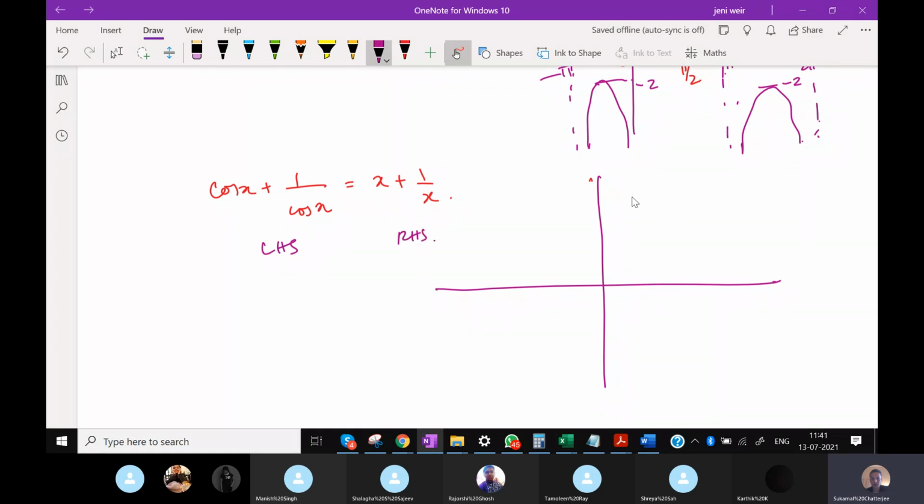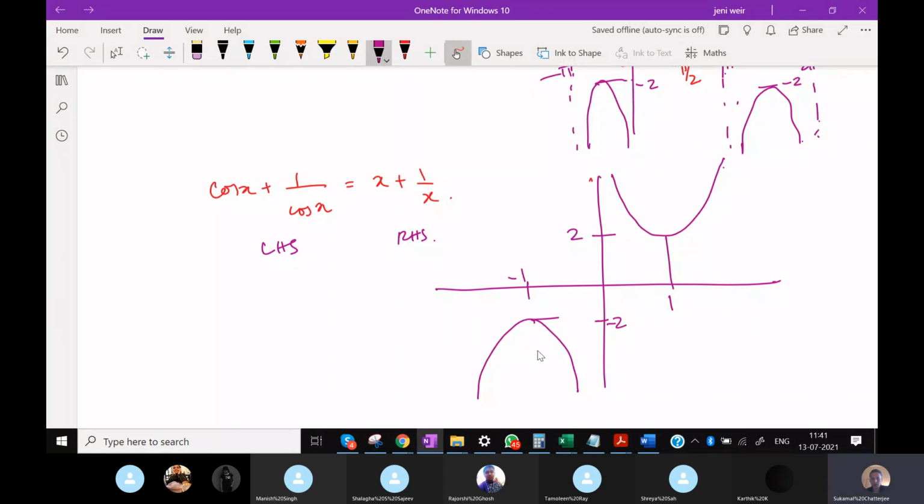The right-hand side graph will be like this and like this. For x equal to 1, this is plus 2. For x equal to minus 1, this is minus 2. So this is my left-hand side graph. Sorry, this is my right-hand side graph. And my left-hand side graph is cos x plus 1 by cos x.